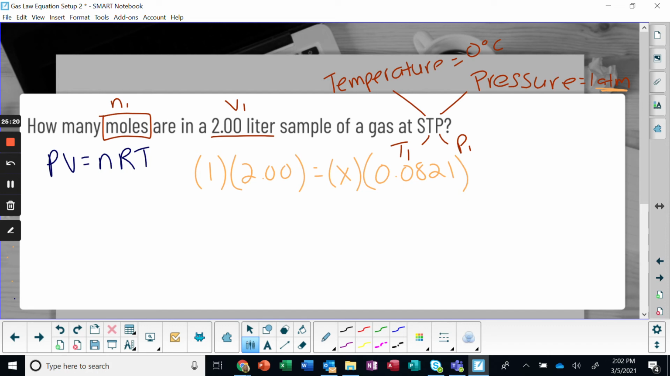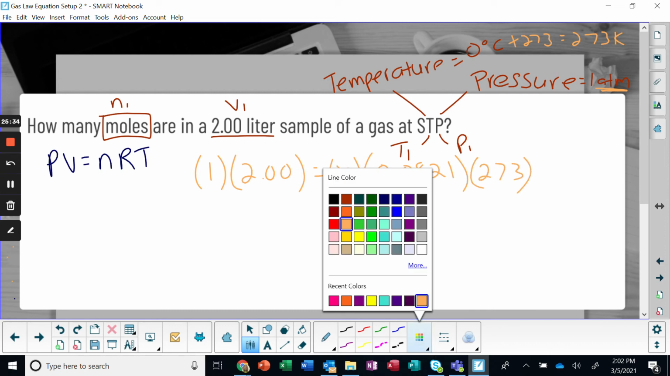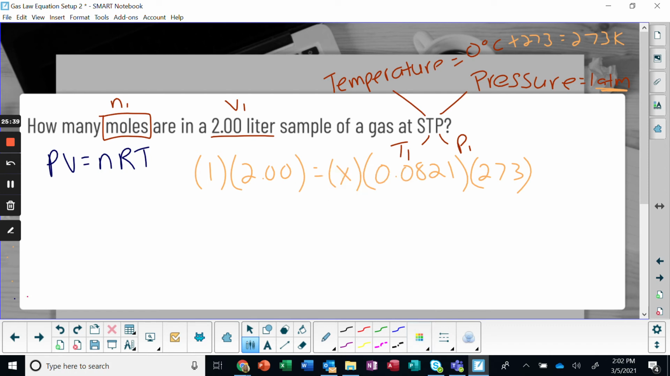And then the T. Right now the temperature is in Celsius, remember it must be in Kelvin, so 0 plus 273 equals 273 Kelvin, right? Let's go ahead and start simplifying some of this. I can multiply these two together, which just gives me 2.00 equals X. Multiply these two together.